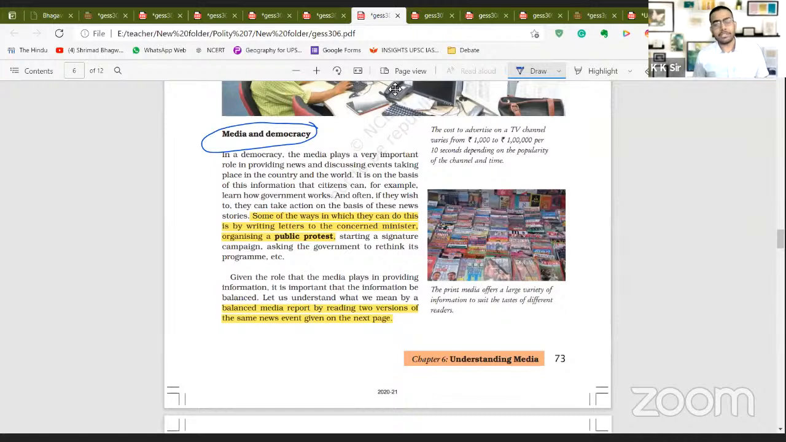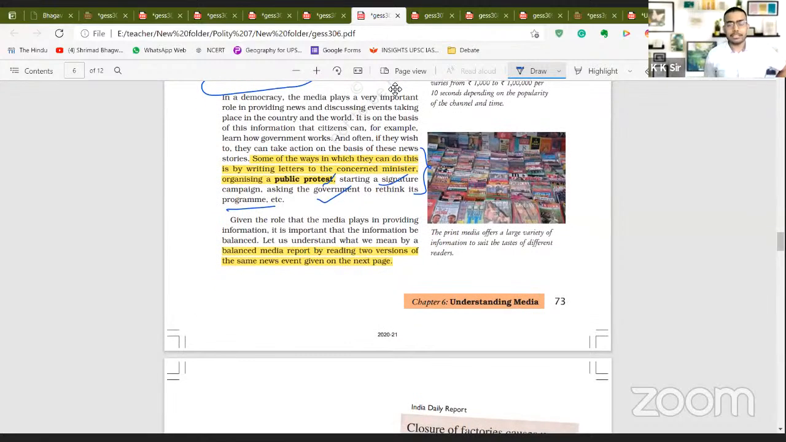Some of the ways in which citizens can do this is by writing letters to concerned ministers, organizing a public protest, starting a signature campaign, asking the government to rethink its program. If citizens are not satisfied with what the government is doing, they can use public protest, signature campaigns, or ask the government to rethink. And in this case, it becomes the duty of the media to report these things correctly to the people.